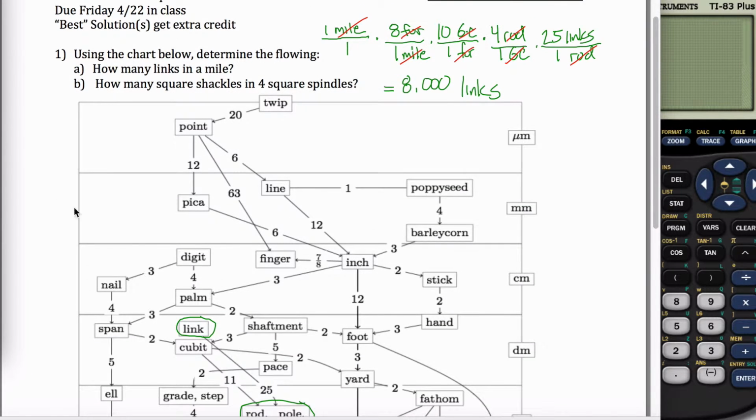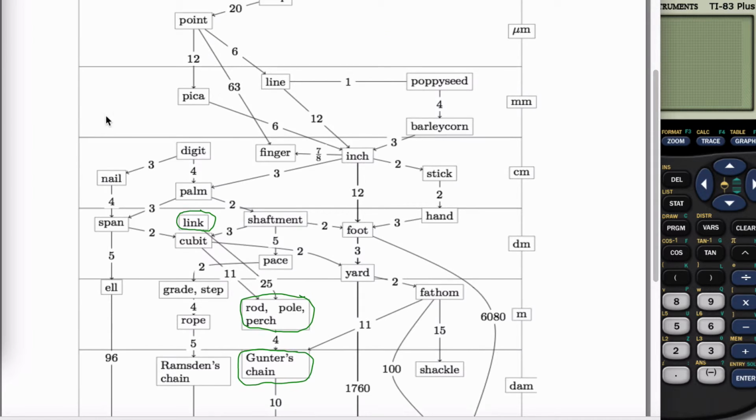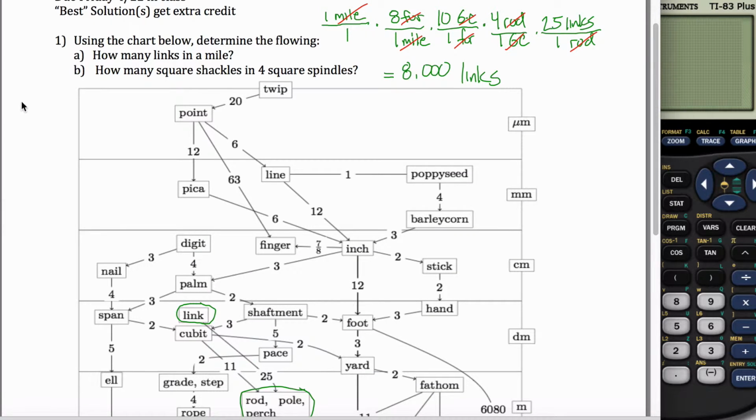Maybe I'll write that, well, let's do it over here. 4 spindles squared. You can think about that as a square that's 2 spindles by 2 spindles. So this area is 4 spindles squared.